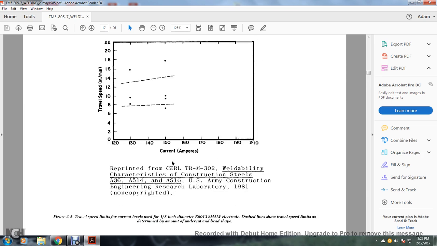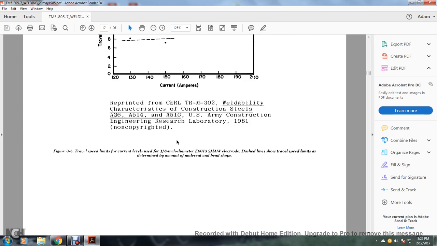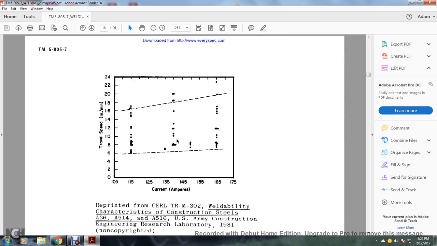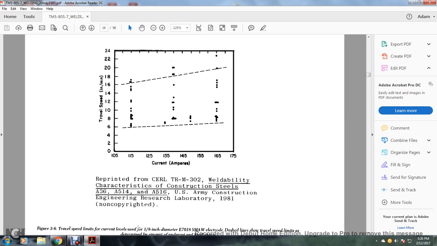This is your reprinted circular TRM302, welding characteristics of the construction steel, Army Construction Engineering Research Laboratory, non-copyrighted. Current amperes from 120 to 200, your travel speed in inches per minute. Your amperes line up around 130 and 150 amperes. In between is your reprinted circular TRM302, welding characteristics of construction steel, U.S. Army Construction Engineering Research Laboratory, 1981, copyrighted.